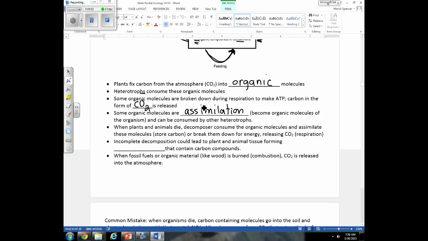Whenever plants and animals die, decomposers are going to consume them. And again, they're just doing respiration. They're generating ATP, breaking up those organic molecules, and they're going to release CO2 into the atmosphere. We can have the formation of fossil fuels if organisms aren't completely broken down. And anytime we burn any organic molecule, we're going to release CO2 back into the atmosphere.